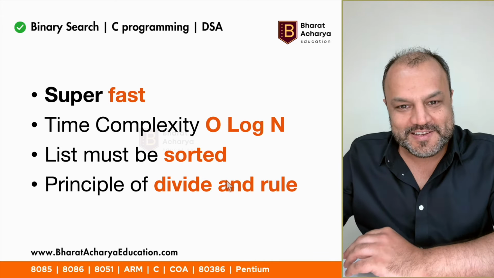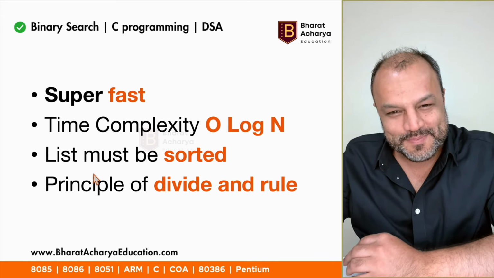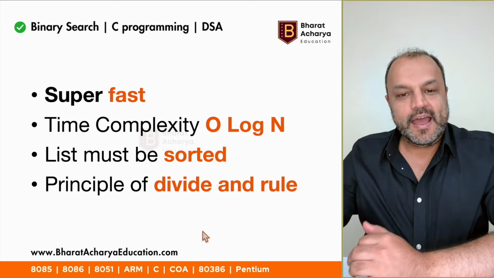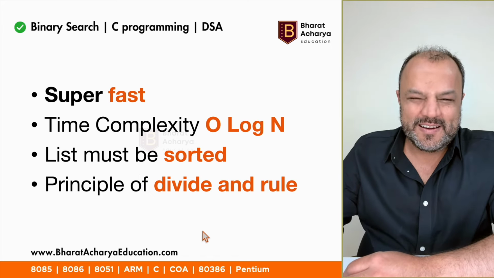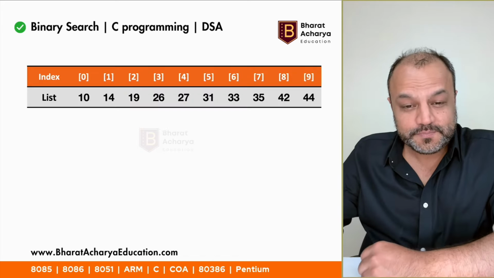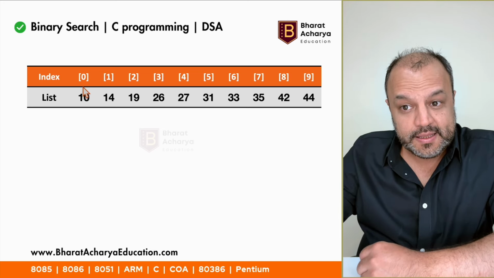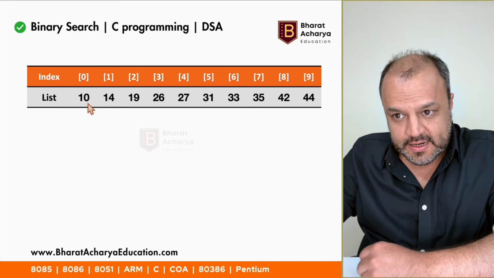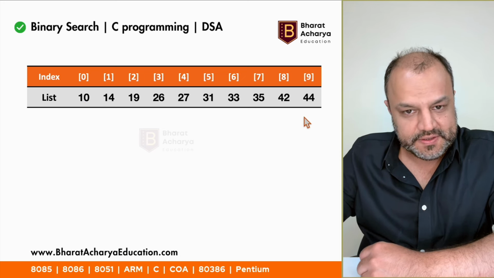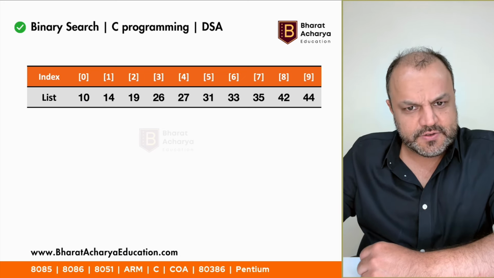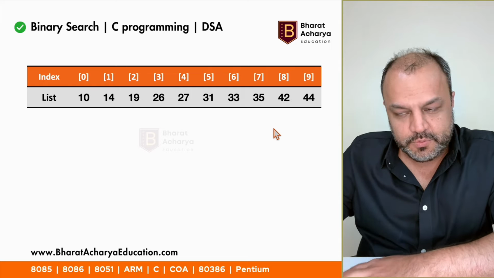So the condition of binary search is that the list must be sorted, and it uses the principle of divide and conquer, which I'll teach you very shortly. Come. Say I have a list. This is a sorted list. As you can see, there are 10 numbers. The index is 0 to 9. The numbers are 10, 14, 19, and so on. As you can see, it's a sorted list. It doesn't have to be sequential numbers, but they have to be sorted.